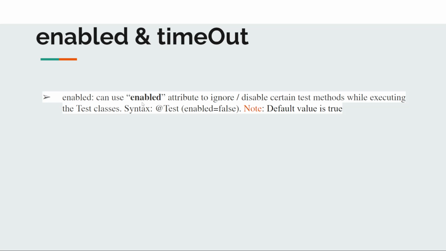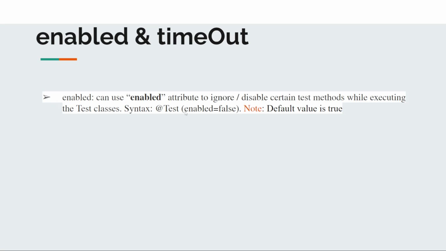Because you can comment out any code and it will be ignored, but this is not the smart way to handle it. And sometimes it is one of the interview questions, right? So your answer should be that I can use the enabled attribute from TestNG so that we can ignore that method or that test case, rather than just saying that we comment it out.